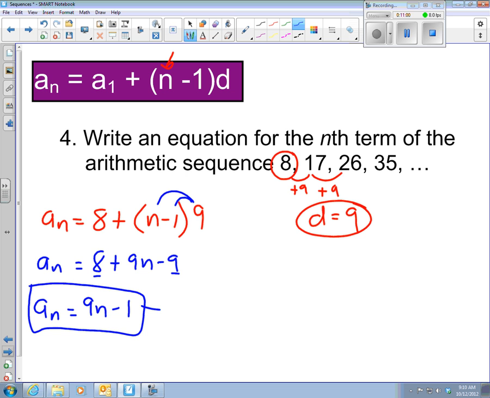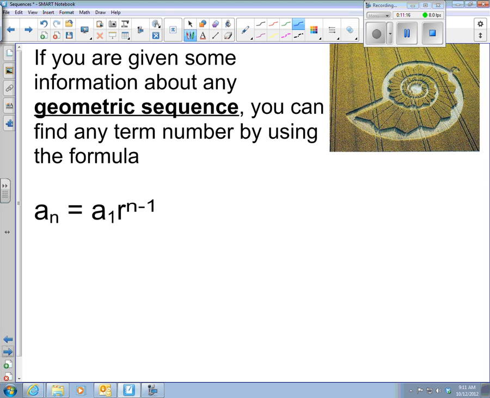So there's the formula I could use for this arithmetic sequence. If I want to find the 20th term, I'd just plug 20 in for n, multiply it by 9, minus 1, and I'd be done. So that's how we write a little formula for the nth term of this arithmetic sequence.